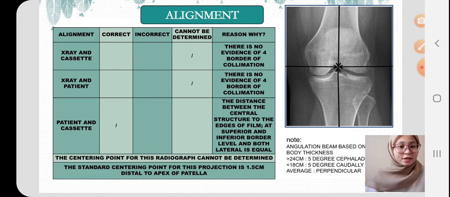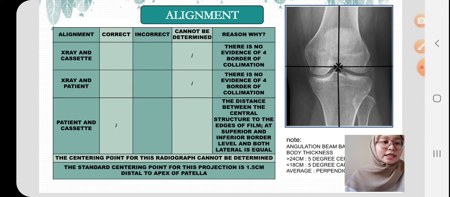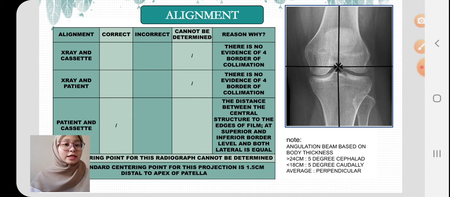Okay, so for this radiograph, the centering point cannot be determined because there are no four borders of collimation, and the standard centering point for this projection is 1.25 cm distal to the apex of the patella. But the angulation of the beam will be different, depending on the body thickness of the patient.